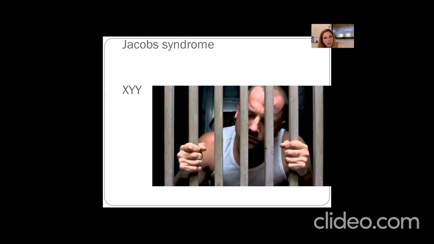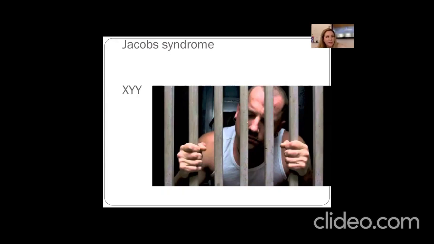He's going to be really tall, with lots of muscle mass, usually very good at sports, usually an athlete, and may not even know he has it. A lot of males that have this don't even know. But I think what's important for you to see, and you obviously see it in the picture, is that when you search Jacob syndrome, this image pops up of a male that's been incarcerated.